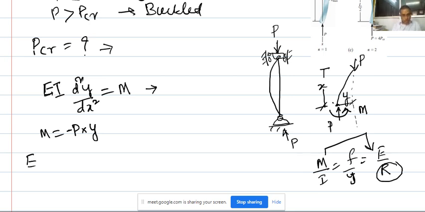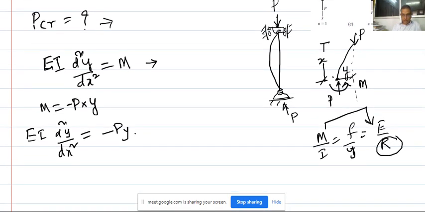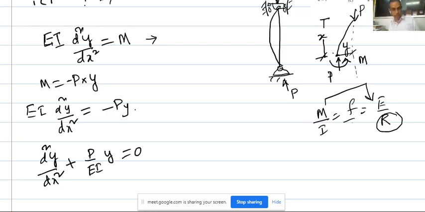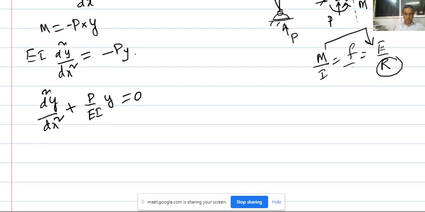Now EI d square y by dx square equals minus P into y. If I take this to the left-hand side, or just take this EI to the other side, I get d square y by dx square plus P by EI into y equals 0. If you look carefully, this is a second-degree differential equation, and you have learned differential equations in mathematics.